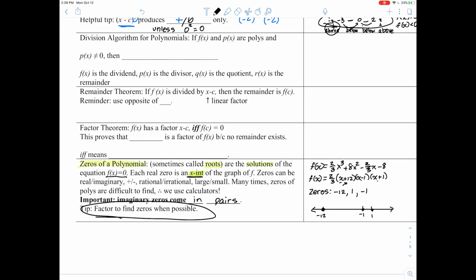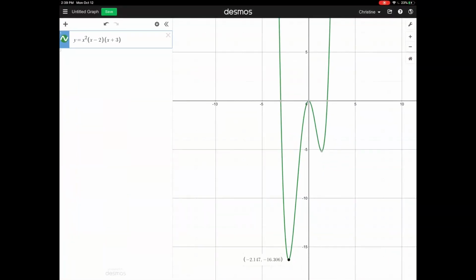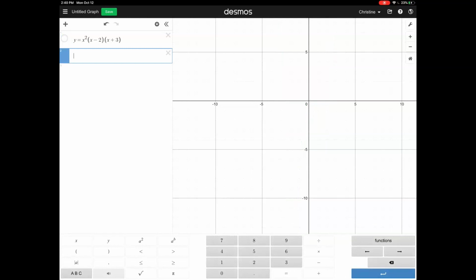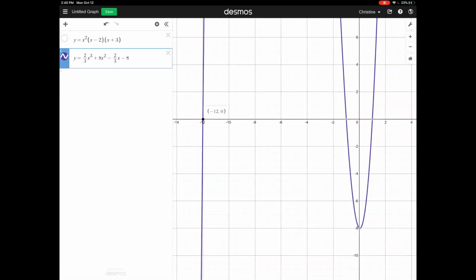Another thing you can do to find zeros is to type it into Desmos or your graphing calculator. So I'm going to do that one more time. So this was f of x. I'm just going to write it as y equals 2/3 x cubed plus 8x squared minus 2/3 x minus 8. And you can see here your zeros are at negative 12, 0, negative 1, 0, and 1, 0.